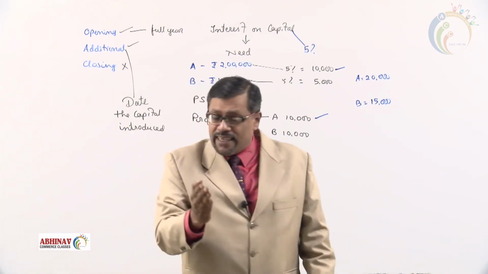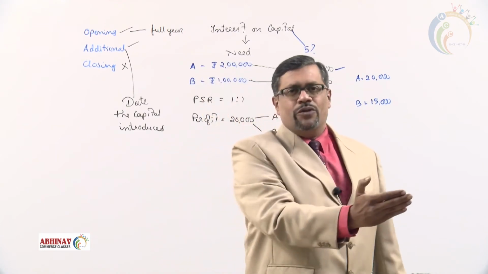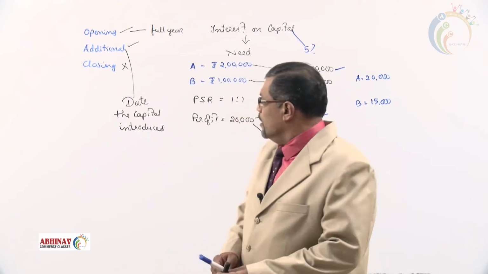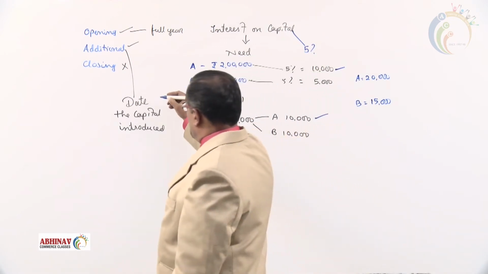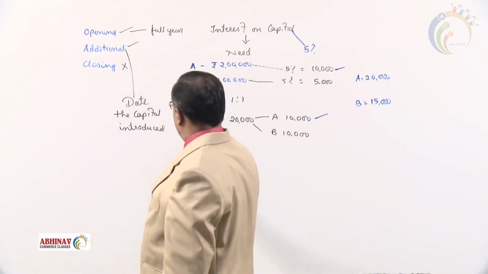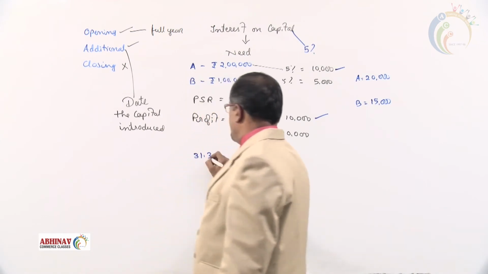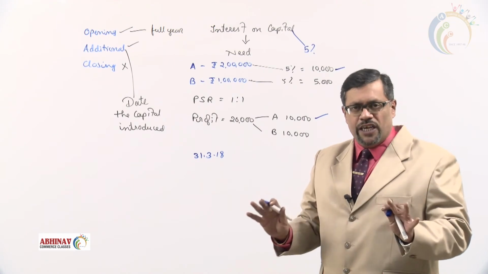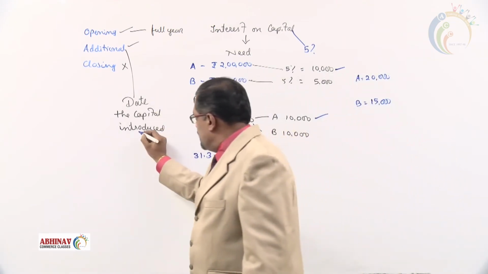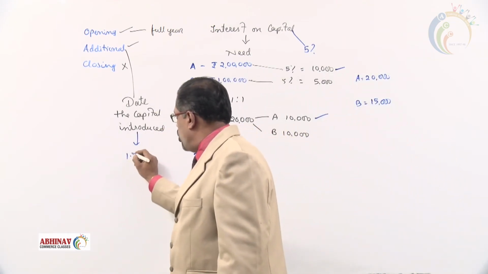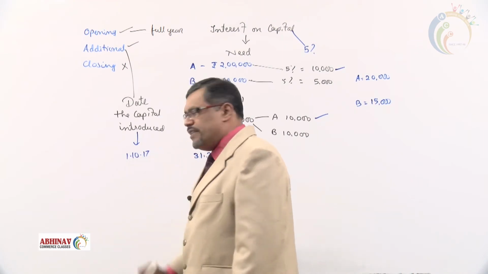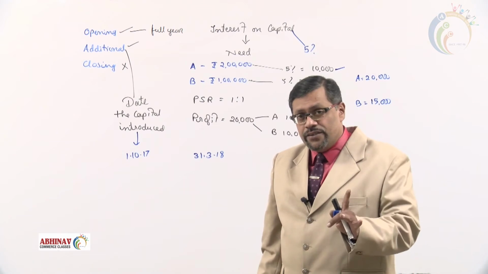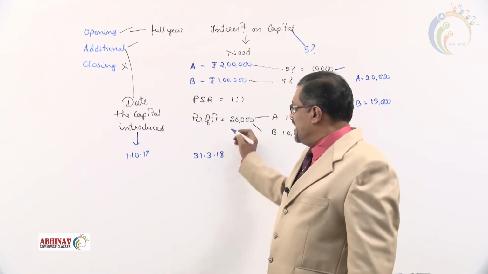From the date the capital is introduced to the year ending, we calculate the interest on additional capital. For example, the year ending is 31st March 2018. Year ending means when the accounts are closed. This capital is introduced on 1/10/2017. Shall we calculate a full year's interest? No.